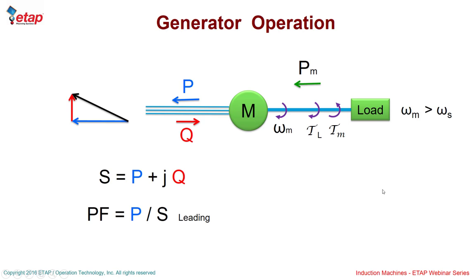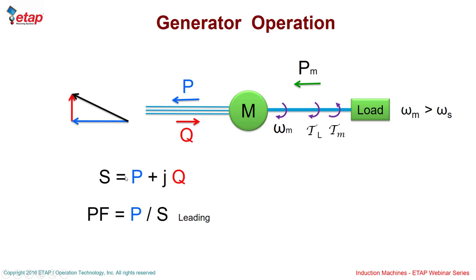On the generator operation, P sub M is now flowing toward the machine, and that's because omega M is larger than omega S. By some means from the load, which has a prime mover that makes it run faster than the synchronous speed of the motor.